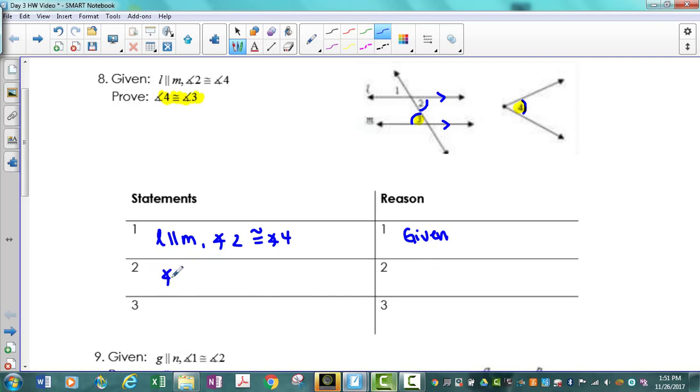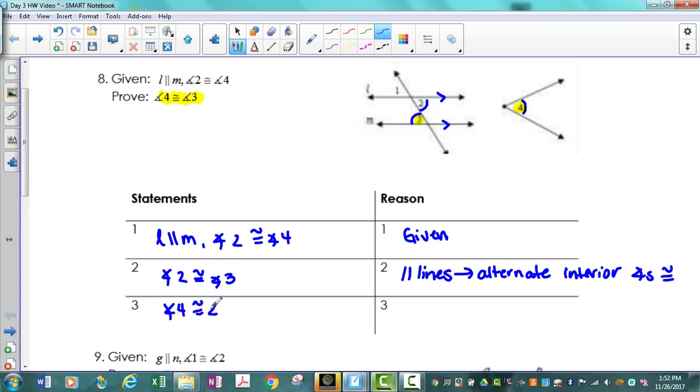So I can say angle 2 is congruent to angle 3 because if I have parallel lines, then alternate interior angles are congruent. And if I know angle 2 and angle 3 are now congruent, and I knew angle 2 and angle 4 were congruent, then I know all 3 of these are congruent. So if I know all 3 of these are congruent, then I know that angle 4 is congruent to angle 3.